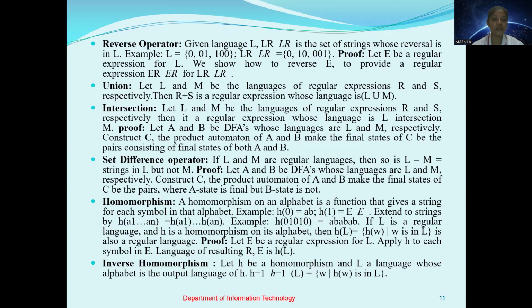Homomorphism: a homomorphism on an alphabet is a function that gives a string for each symbol in that alphabet. For example, h of 0 equal to ab, h of 1 equal to ε. It extends to strings by h of a1 up to an equal to h of a1 up to h of an. Inverse homomorphism: let h be the homomorphism and L a language whose alphabet is the output language of h. h inverse of L equals the set of w such that h of w is in L.